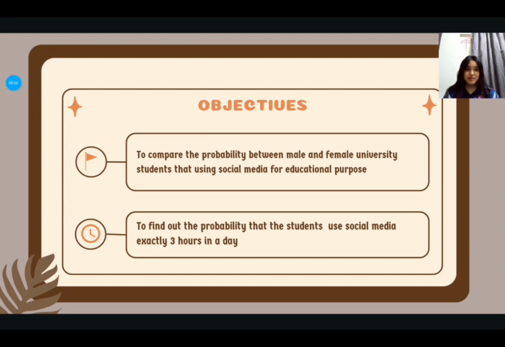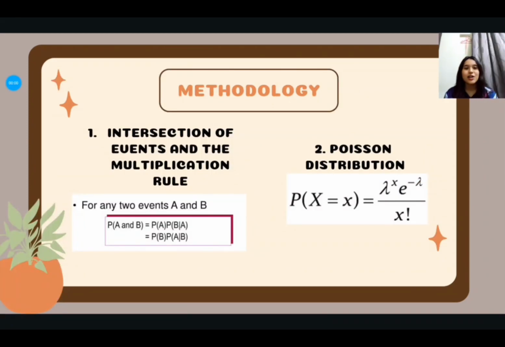For our objectives, we want to compare the probability between male and female university students that use social media for educational purpose. And we also want to find out the probability that the students use social media exactly 3 hours in a day. To achieve our objectives, we use 2 methods. The first one is intersections of events and the multiplication rule. The multiplication rule is used to find the probability of the intersection of 2 events, A and B, using the formula given. Next, for objective 2, we use Poisson distribution using its formula.